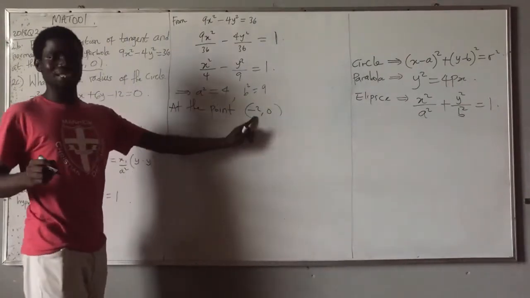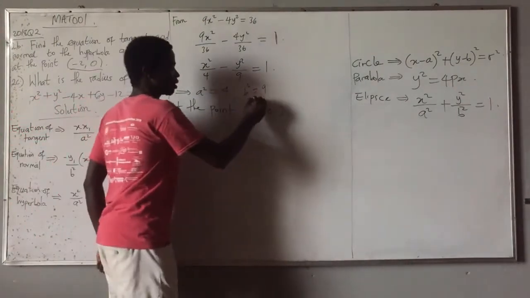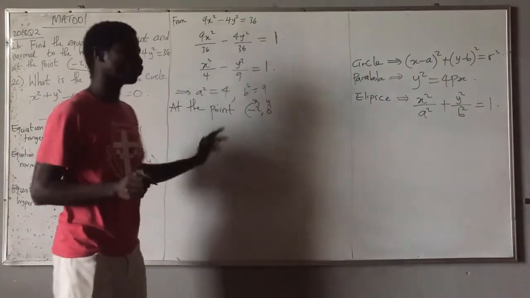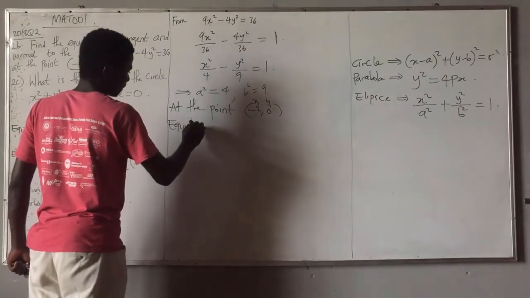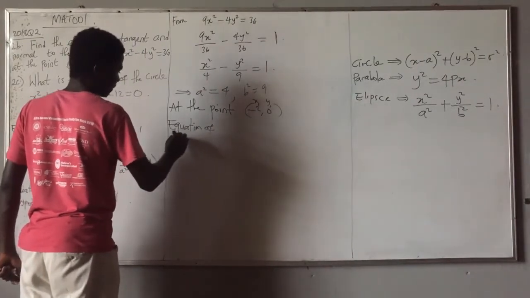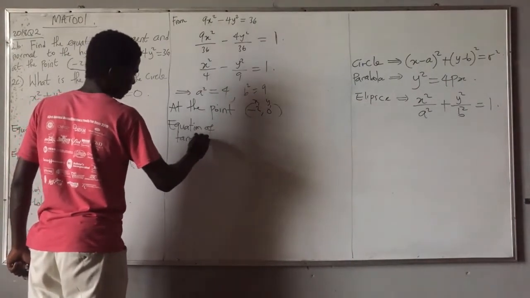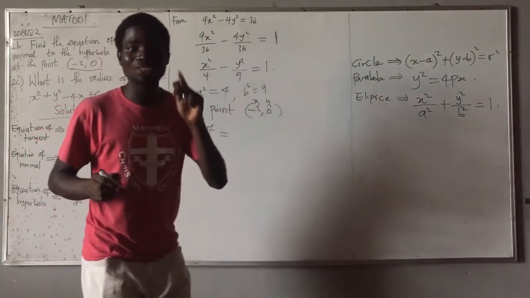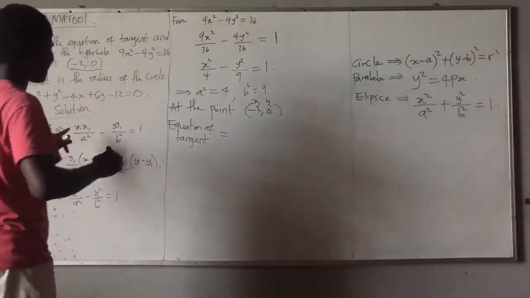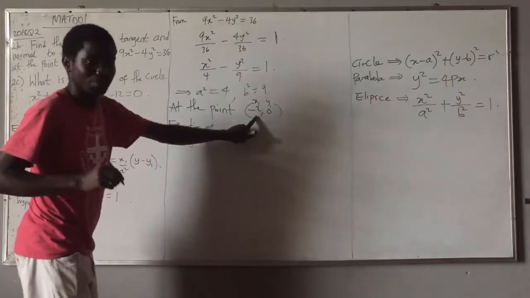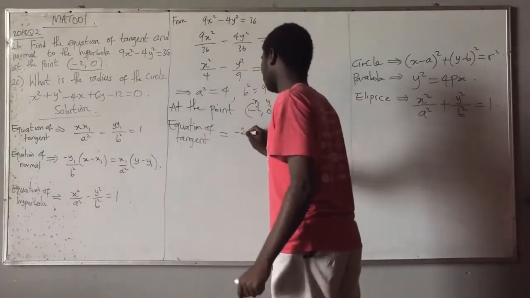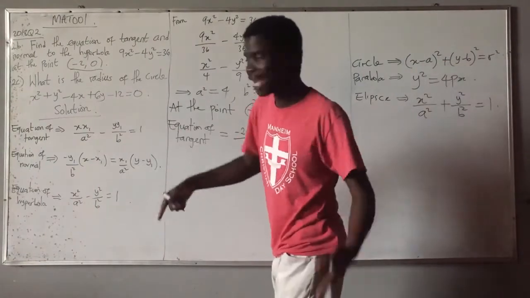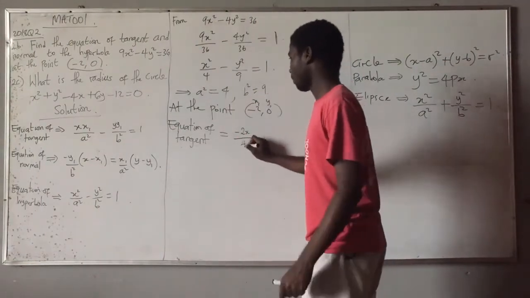So this first one is x, this second one is y. So this is your x1, this is your y1. So you will now put it. Equation of tangent will be equal to xx1. x1 is what? Minus 2. So I have minus 2x over a squared. A squared is what? 4.